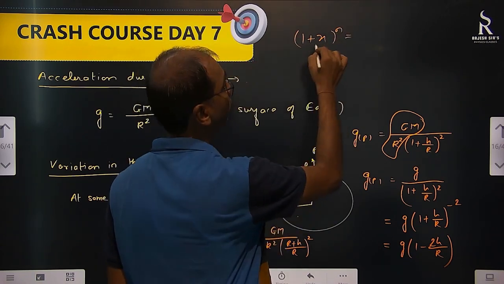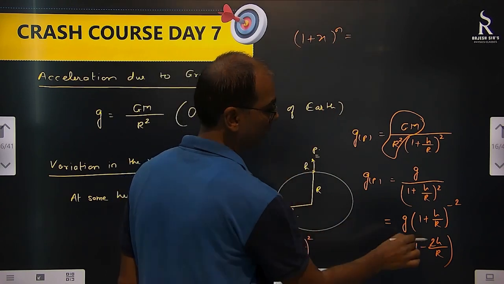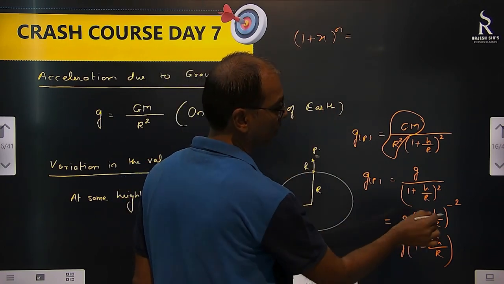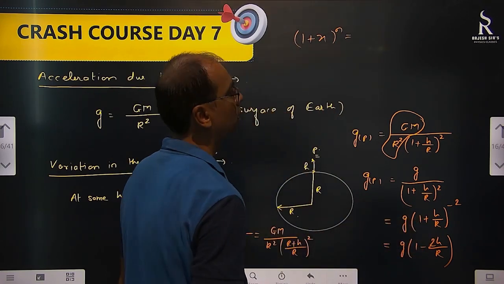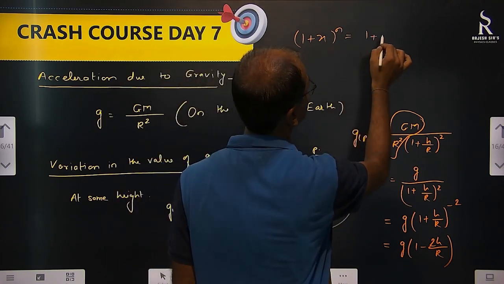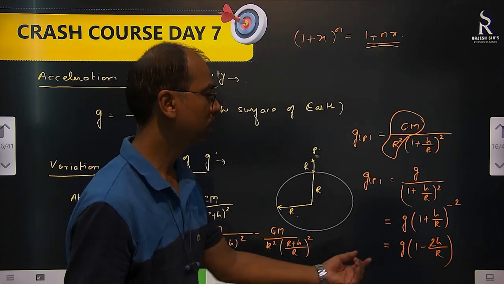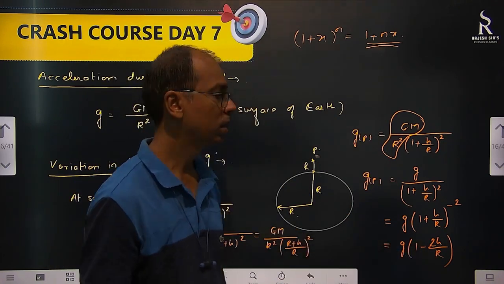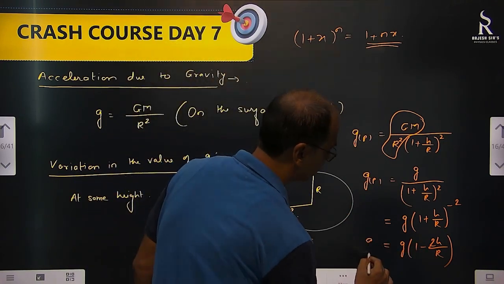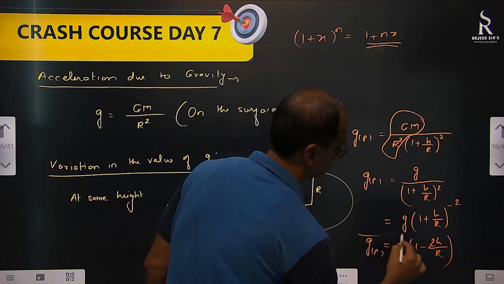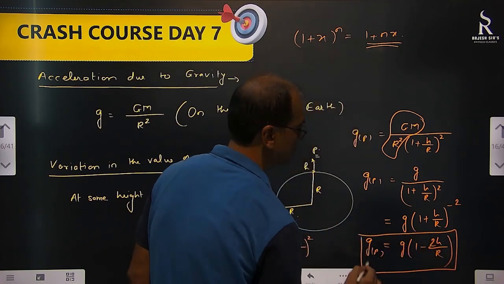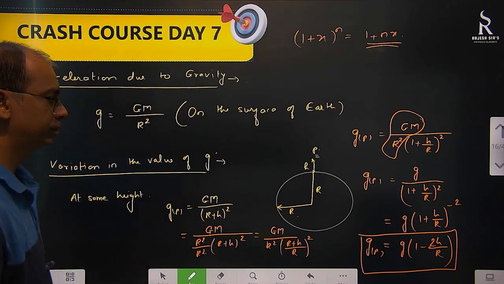Okay, and x is very small as compared to 1. Here also, when we are saying h is very small as compared to r, it means this term is very small as compared to 1. So in that case, we can write this is equal to 1 plus nx. This is binomial expansion. Same thing we did here, 1 minus 2h by r. So at height h, acceleration due to gravity we write as 1 minus 2h by r.